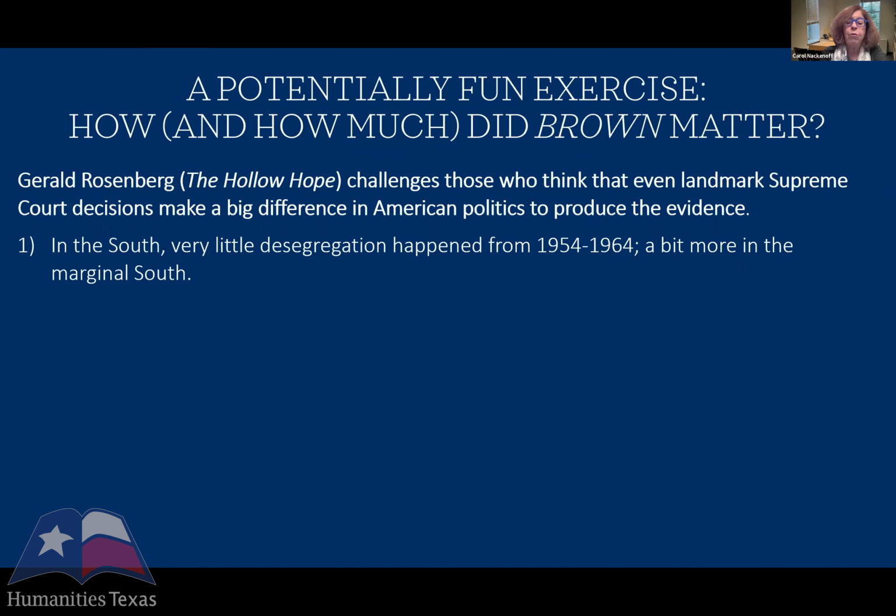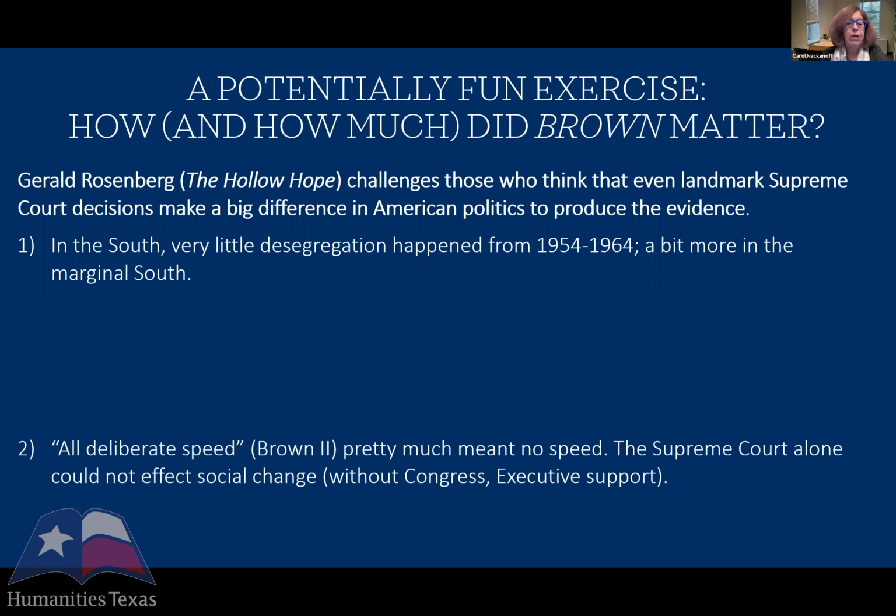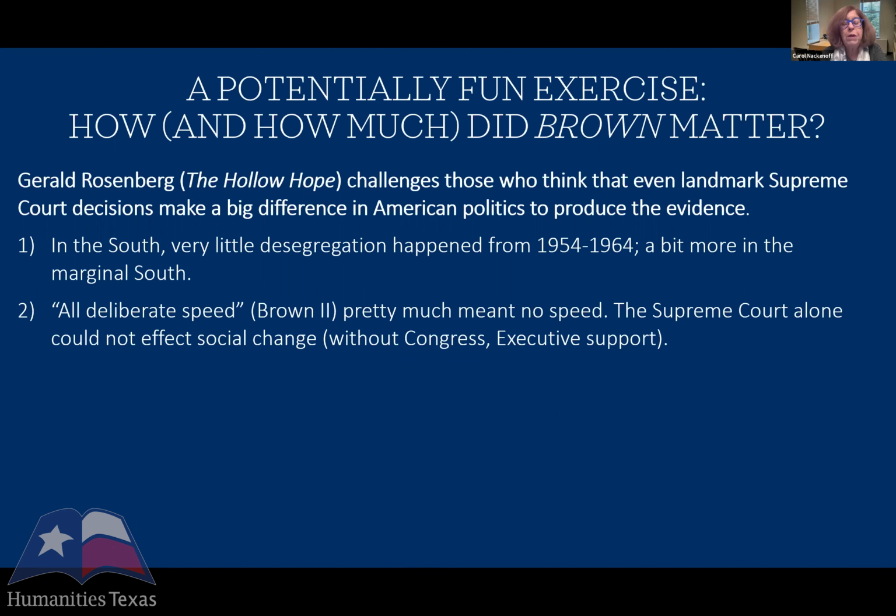In the South, there was very little desegregation from 1954 to 1964. Little bit more in the marginal South. If people wanted an excuse or cover to follow the court, they did so. All deliberate speed in Brown 2 pretty much meant no speed. The Supreme Court alone could not affect social change without Congress, without executive support.